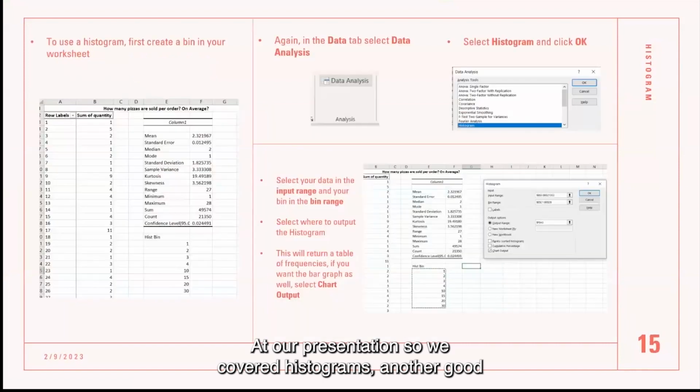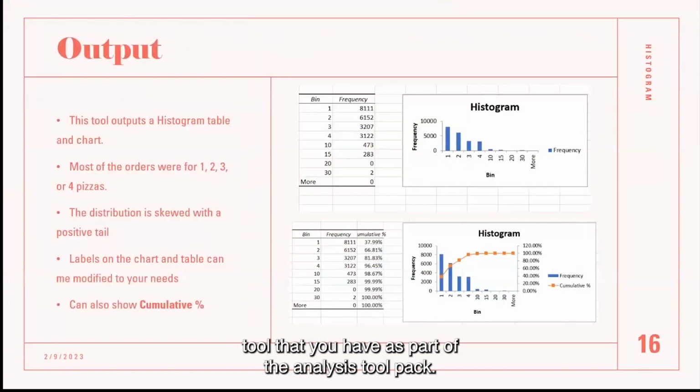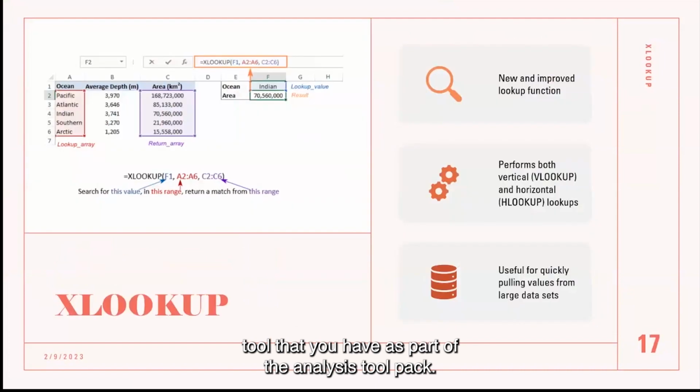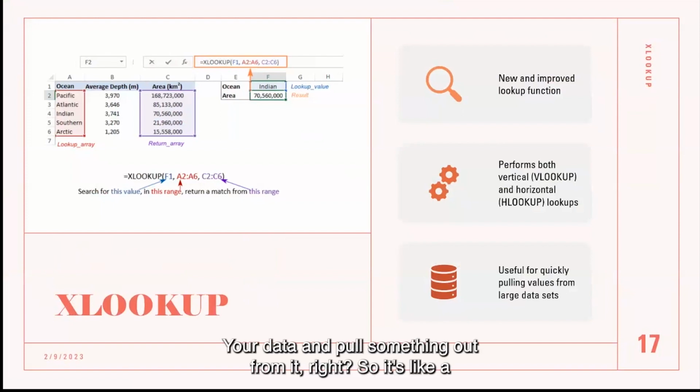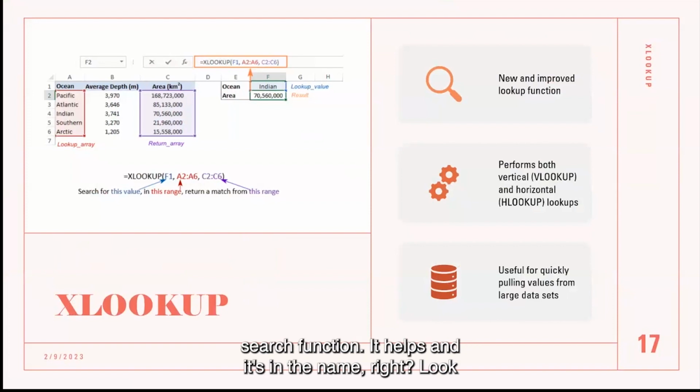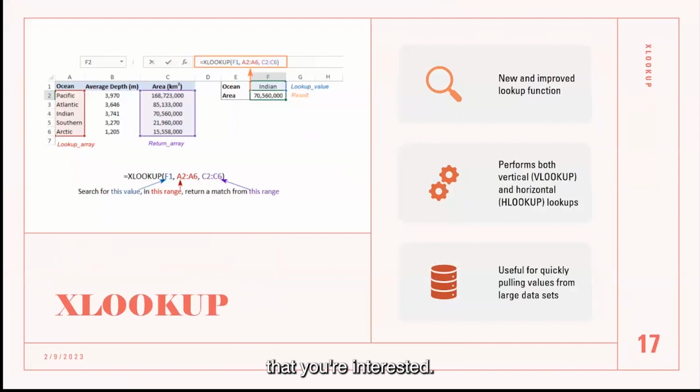So we covered histograms, another good tool that you have as part of the analysis tool pack. So let's take a look now at the XLOOKUP function. So this one's going to be very useful, especially I think for presenting data. This function lets you go through your data and pull something out from it, right? So it's like a search function, right? It's in the name, right? Lookup. It goes through your data and lets you pull out whatever it is that you're interested in.